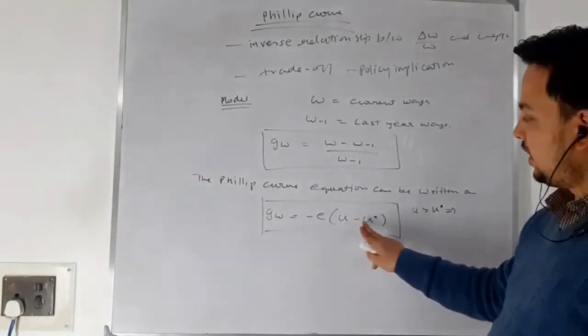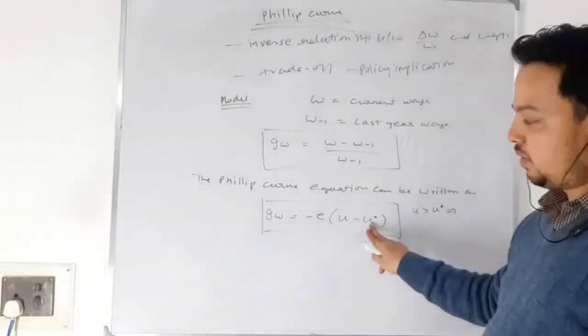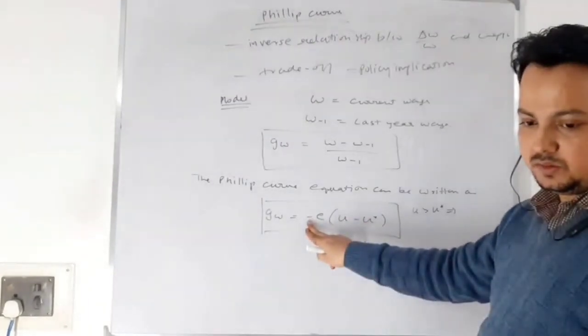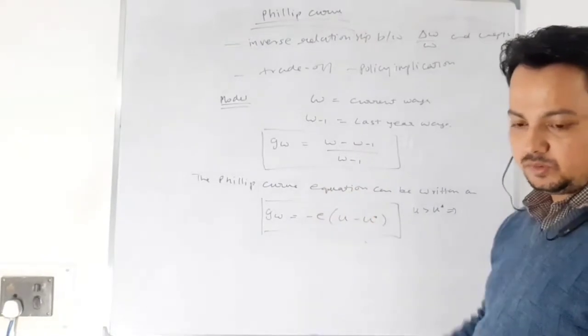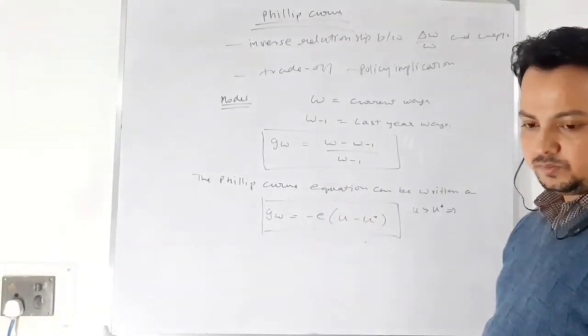If your actual unemployment is more than your natural rate of unemployment, what will happen? You have a negative sign here. What will happen to wage? Wage will fall. Yes or no?